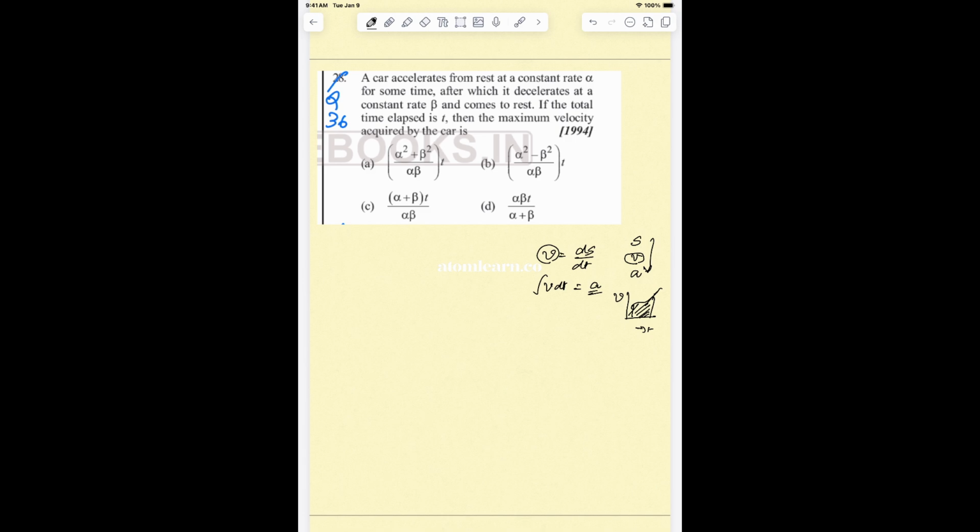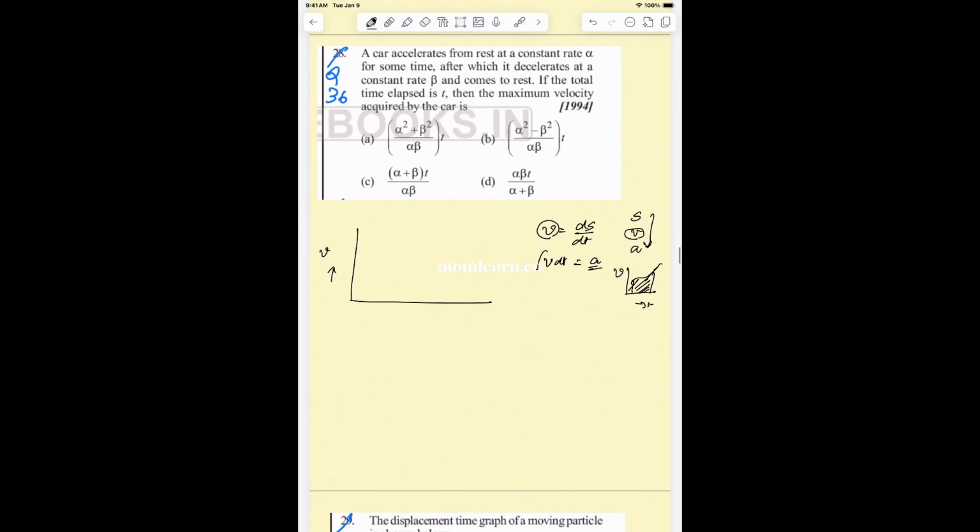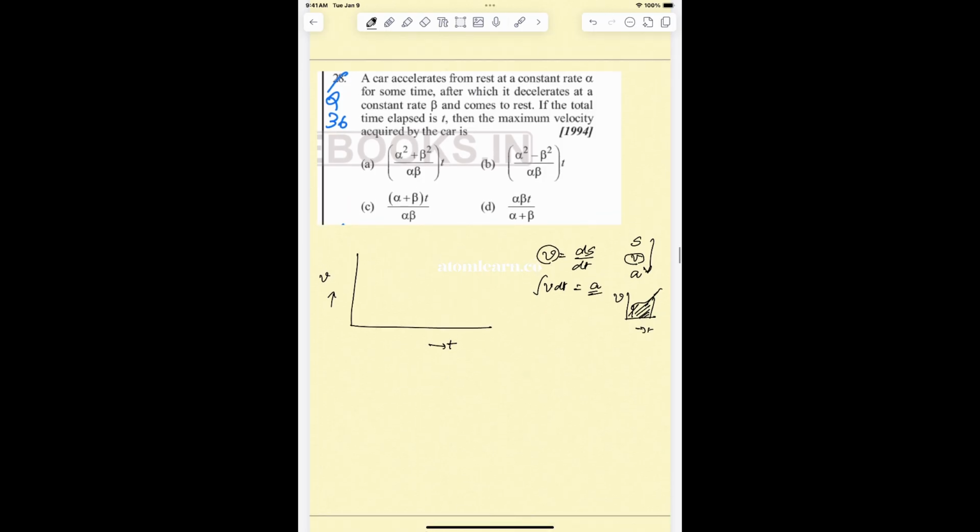Now, having said that, let's continue our questions, reading the questions. Here a car accelerates from rest at a constant rate alpha for some time, after which... Let us continue to draw this. As I said, always try to draw a velocity-time graph, and then put the given data in that graph. Now let's take the first sentence.